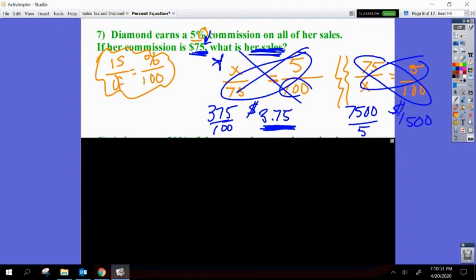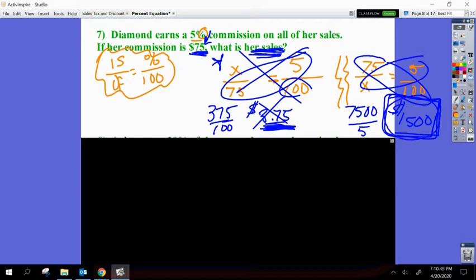Now, does that make more sense, that she sold $1,500 worth of stuff, and so her boss said, here's a bonus of $75? Now, it's not a lot, but that certainly makes more sense than selling $375 and her boss giving her $75. So the answer is 1,500.